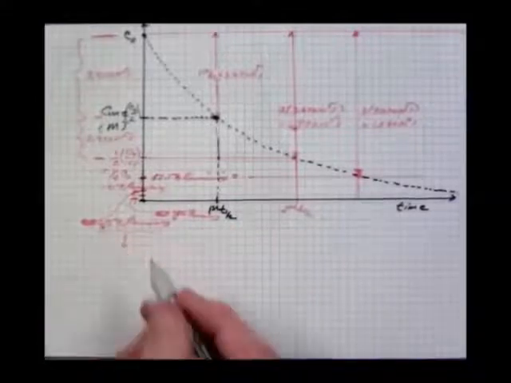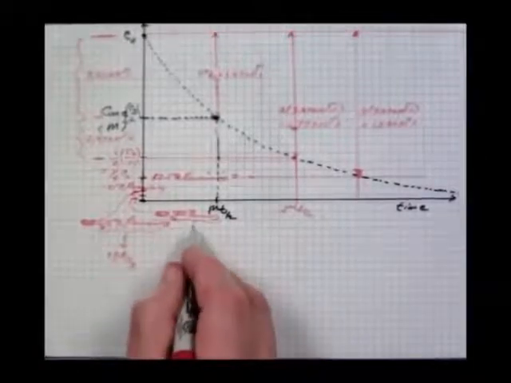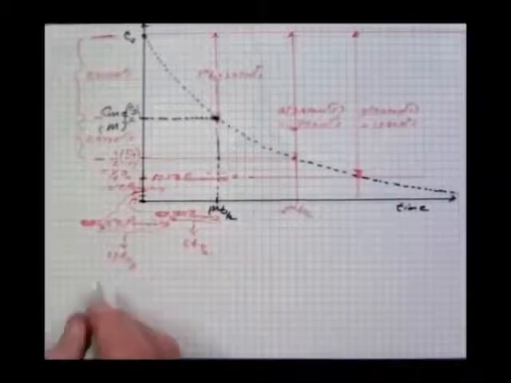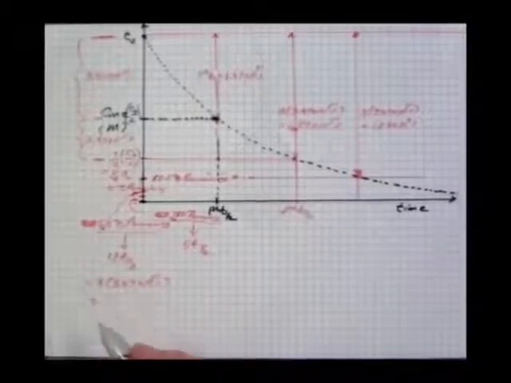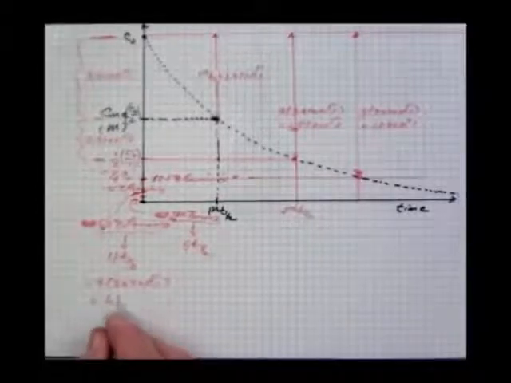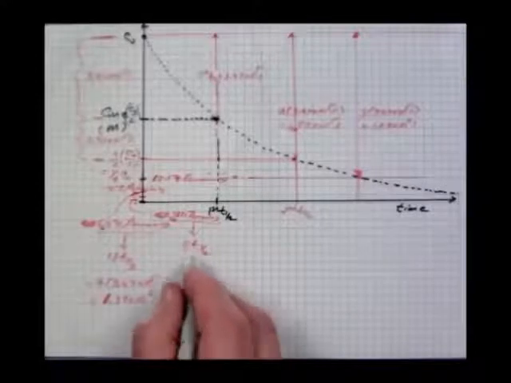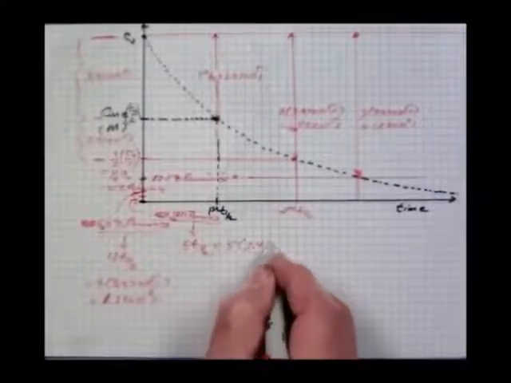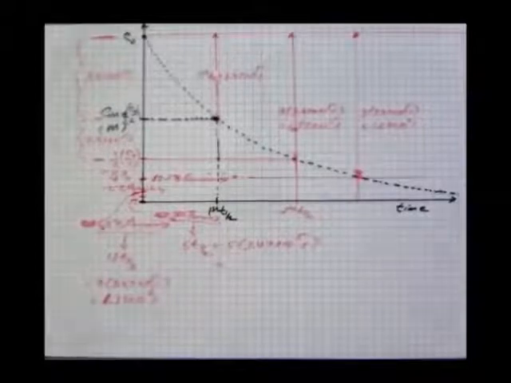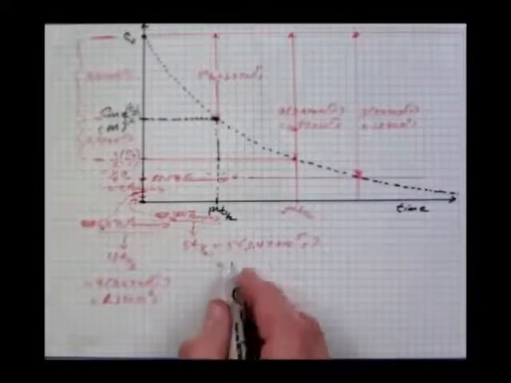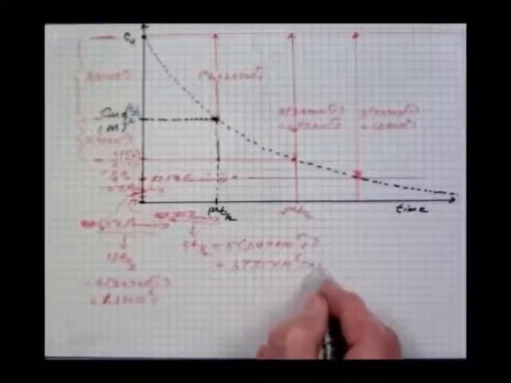So this one was 3 half-lives. This would be 4 half-lives. And this one would be 5 half-lives. So that's 4 times 3.47 times 10 to the 5th seconds, which is 1.39 times 10 to the 6 seconds. And this one is 5 times 3.47 times 10 to the 5th seconds, which is equal to 1.735 times 10 to the 6 seconds.